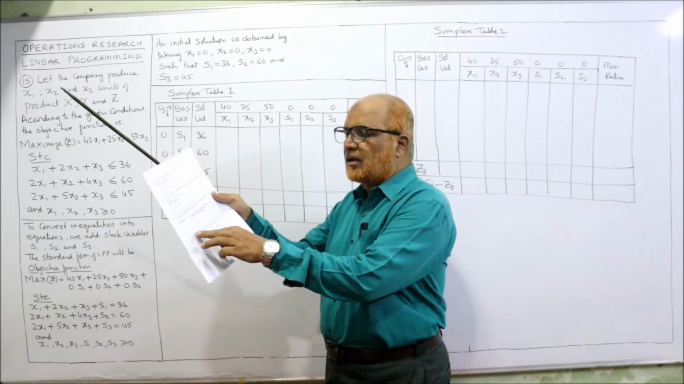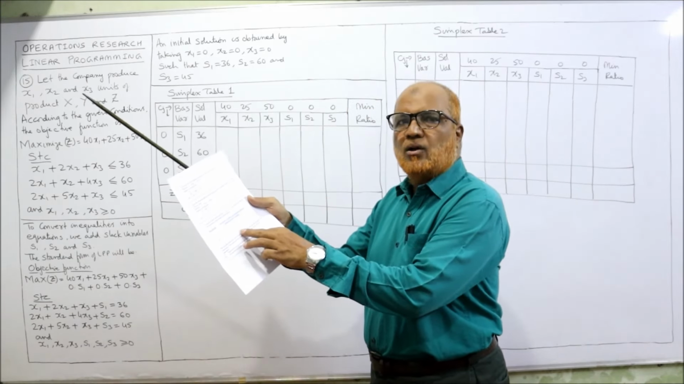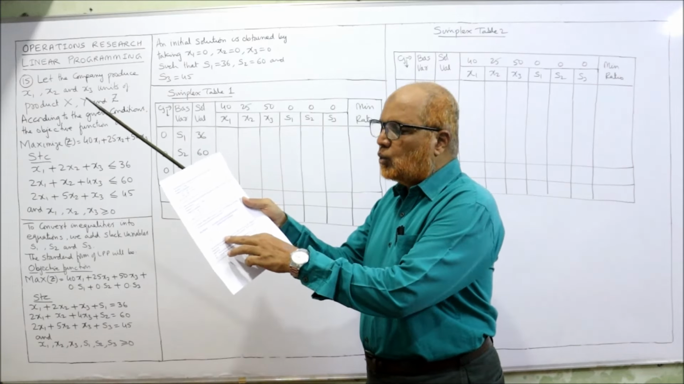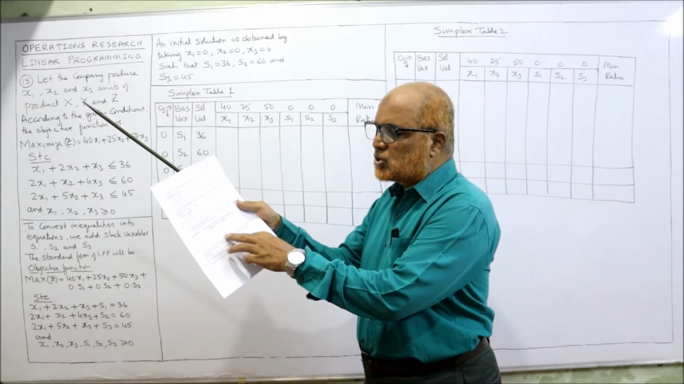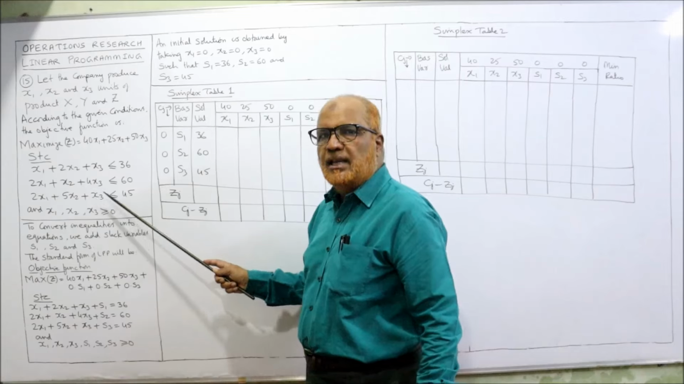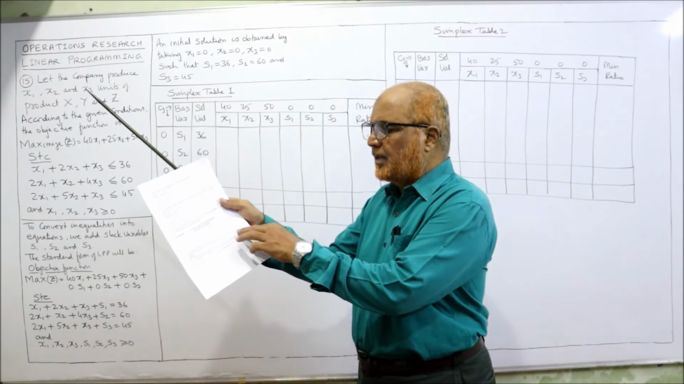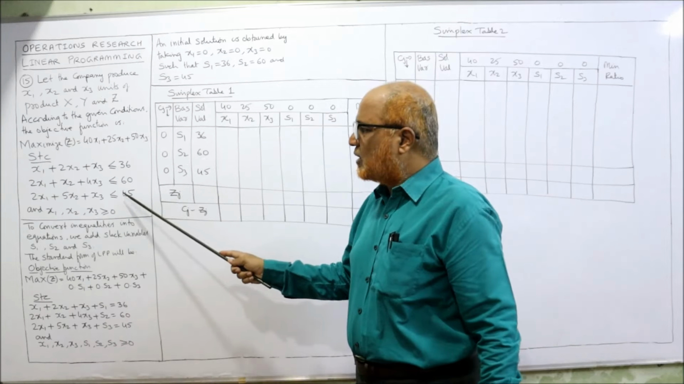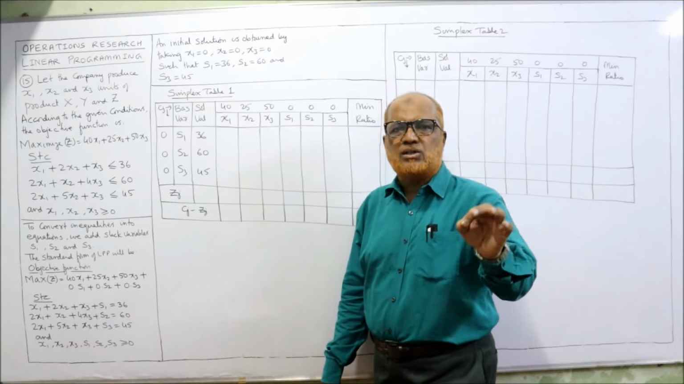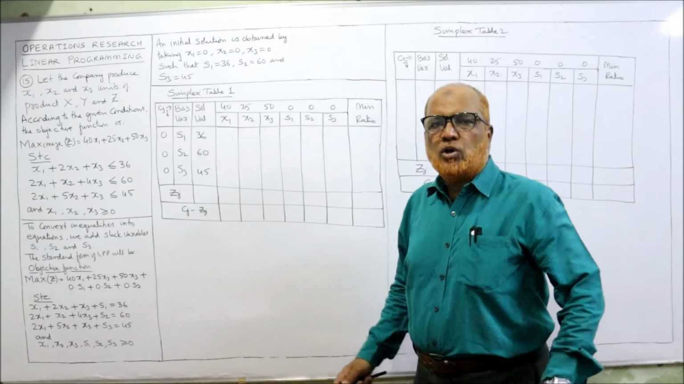Last, for raw material C, 2 units are required for making X, 5 units for making Y and 1 unit for making Z. So 2x1 plus 5x2 plus x3 is less than or equal to 45, the maximum availability of raw material C. And the non-negativity restriction says x1, x2, x3 will always be greater than or equal to 0, because production cannot be negative.